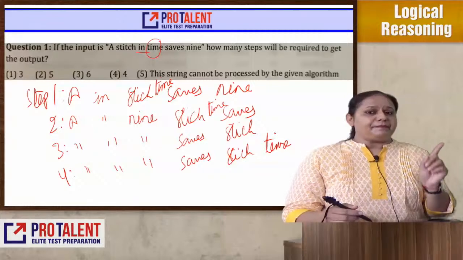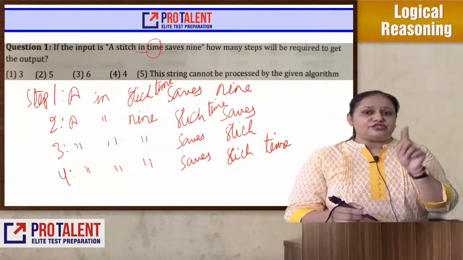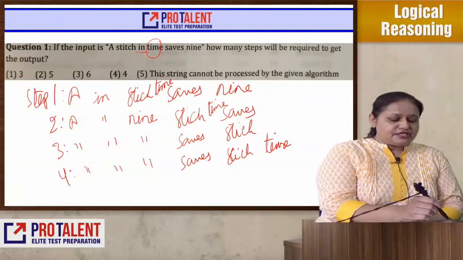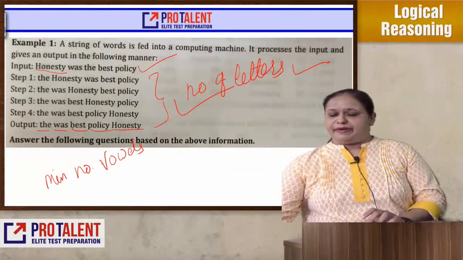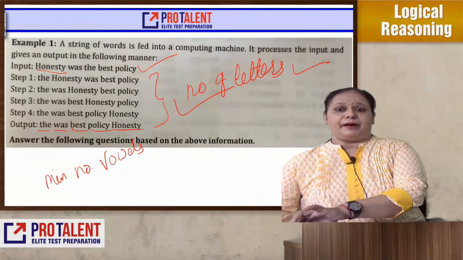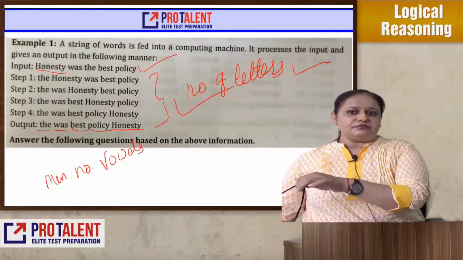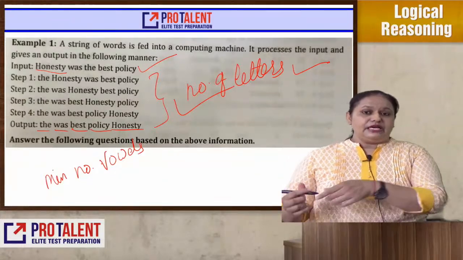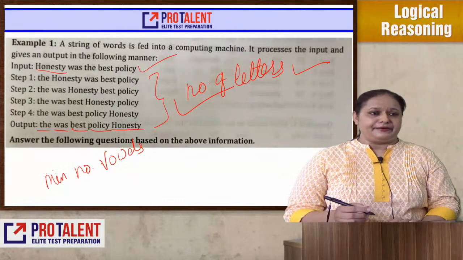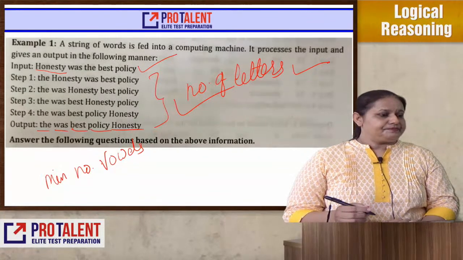Rashi, see here, this question 1 is based on the previous instruction. This instruction was there, and based on this we have come up with it. So question number 1 is not an independent question, beta. It is based on example number 1.